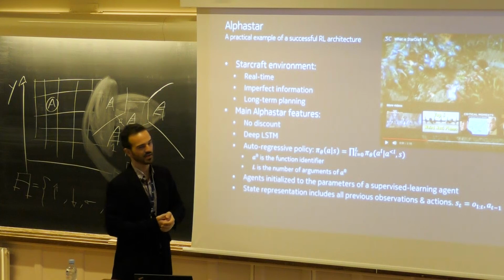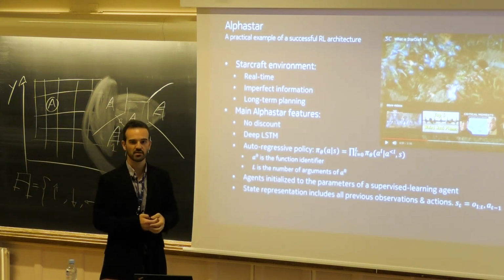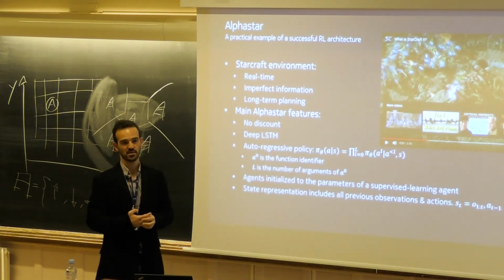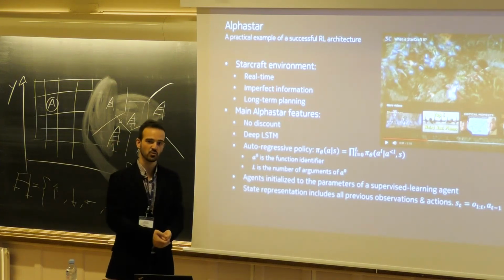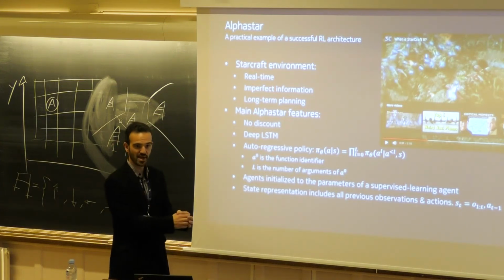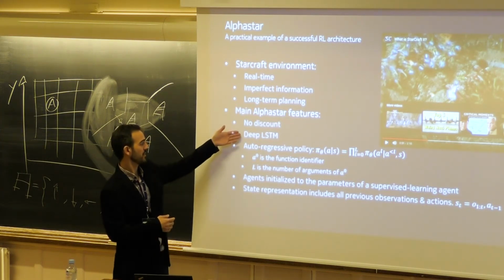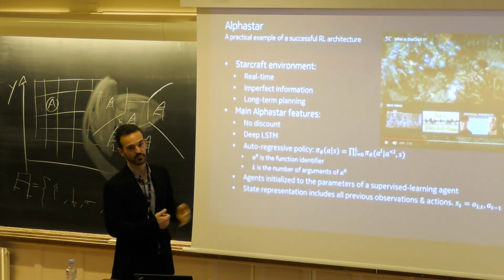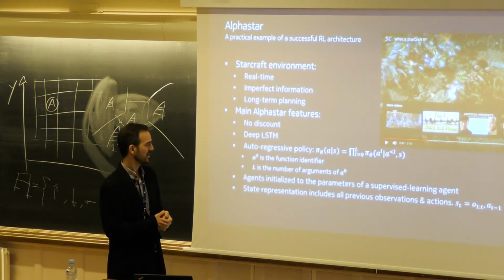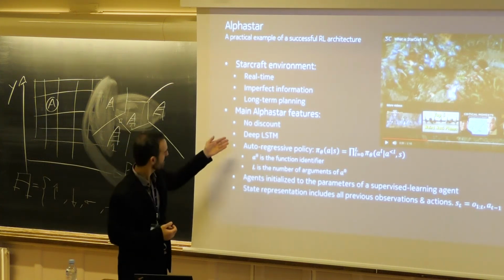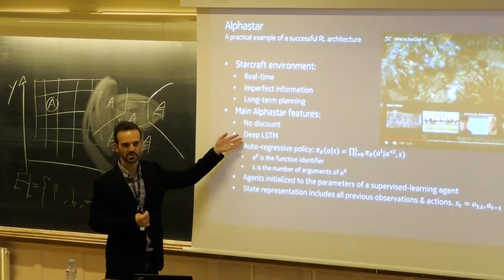They use a deep LSTM because they need memory. StarCraft is a partially observable game, so you don't have access to the internal state of the game. You only have access to a small fraction of the map, wherever you can see your own units. And the way they disambiguate this is by a very big LSTM network. I think I read this network has 140 million weights, so it's a pretty big network.